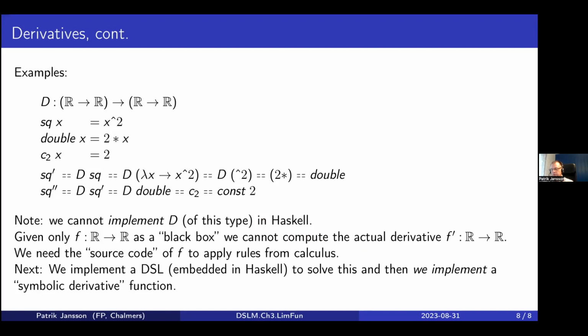And how do we get the source code of f? Well, instead of analyzing the full Haskell source code, we will implement our own little DSL embedded in Haskell, so our own domain-specific language for simple functions. And then we can implement symbolic derivative. And that's what we will go to in the live coding now.